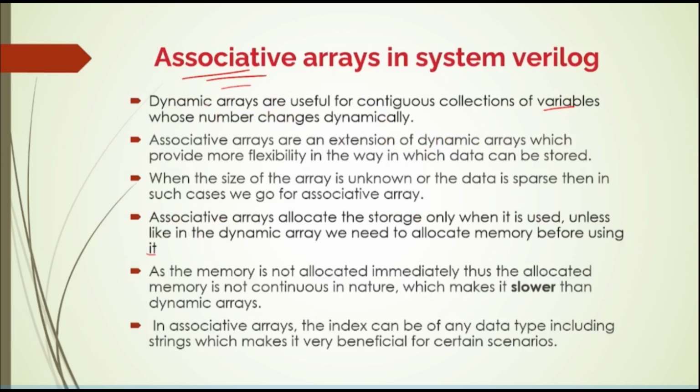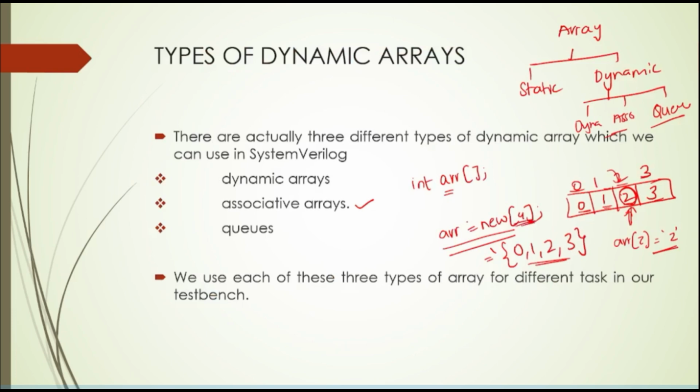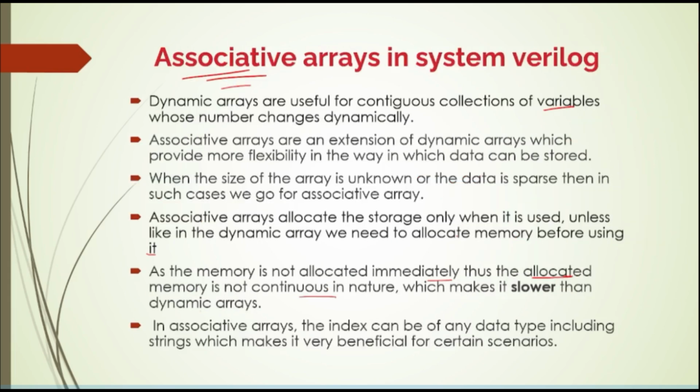So the memory is not allocated immediately, and thus the allocated memory is not continuous in nature. As I told you, in a dynamic array the memory is continuous. Why? Because even though we are allocating it during simulation time, we are still allocating it continuously. In the earlier example, new of 5 means all the locations are allocated. But here, since the allocation is not done up front, the memory is not continuous in an associative array, which makes it slower than dynamic arrays.